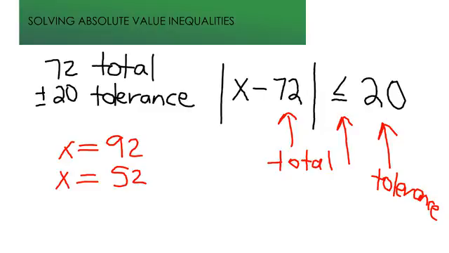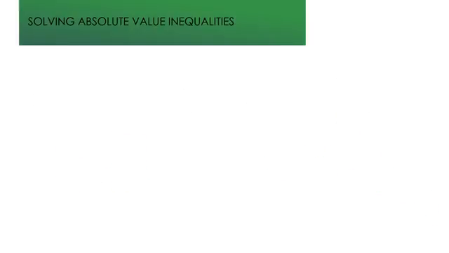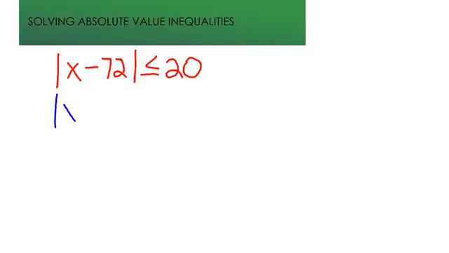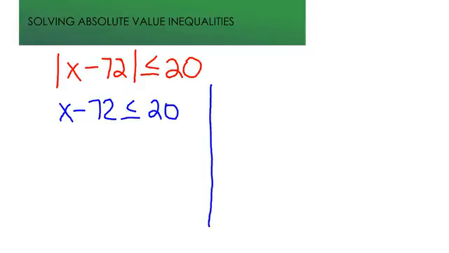All right, let's try an equation or an inequality where we have to actually solve it. Okay, so let's first solve the one that we're using. We're going to do x minus 72 is less than or equal to 20. Okay, we're going to use the same trick that we used before. We're going to say x minus 72 less than or equal to 20. And we're going to say x minus 72.